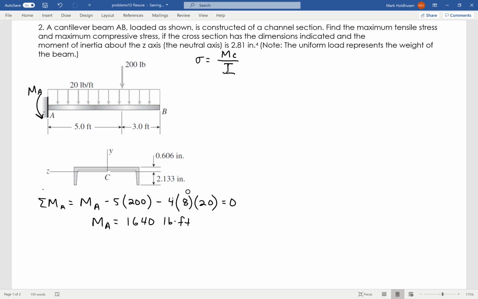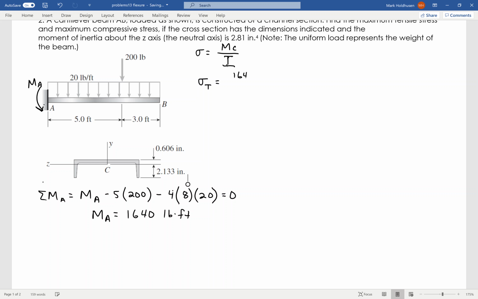Now, in order to find, say, the maximum tensile, I'll do this one right down here. So to find the maximum tension, it's going to be under tension on the top as this thing bends downward. The top's going to elongate, go in tension, and the bottom's going to be in compression. So C for the tension will be to the top, which will be 0.606. It's still going to be that moment I just found, 1640. Of course, I need to multiply that times 12 to go from pound-feet to pound-inches. And then I'm going to take that times, again, the distance to the top where the tension is actually occurring, and that's going to be 0.606.